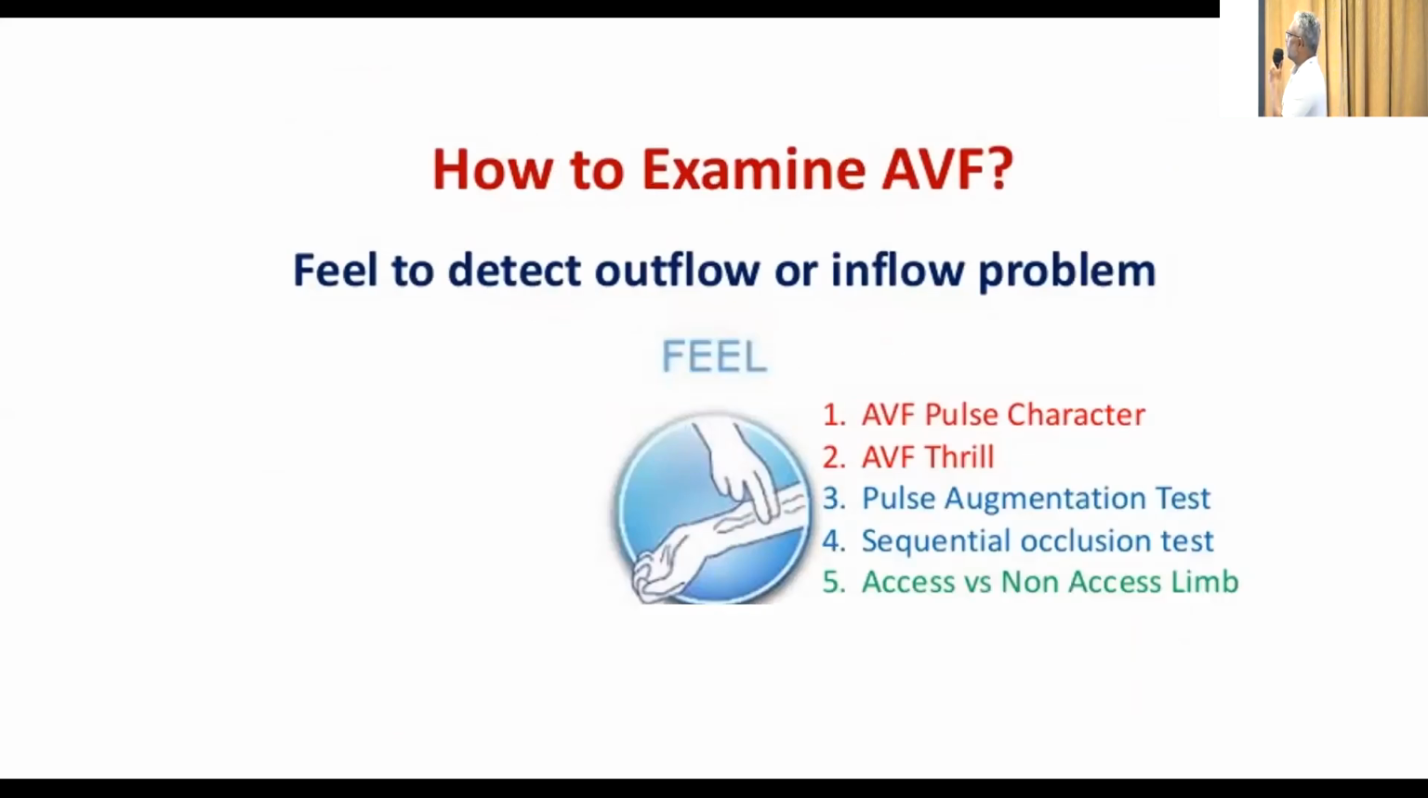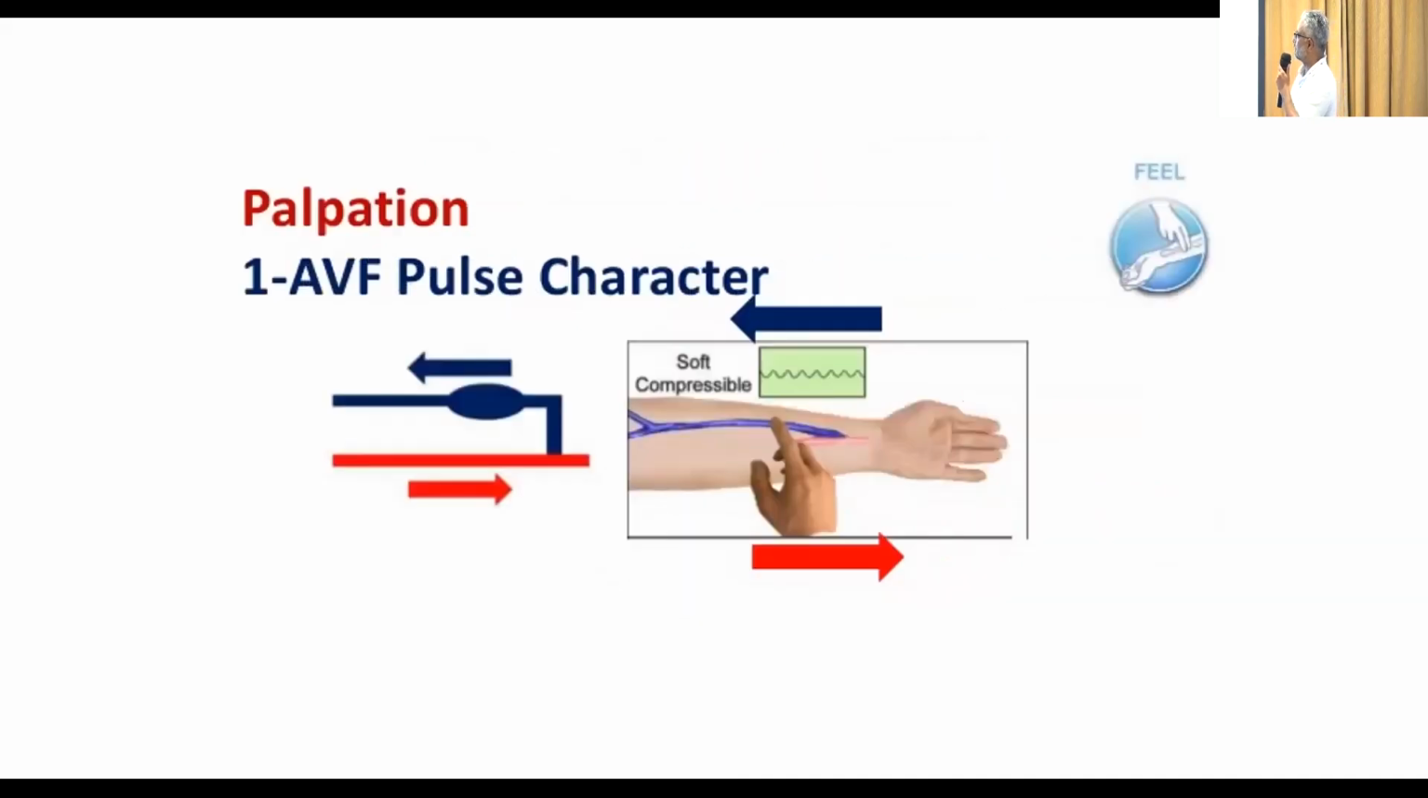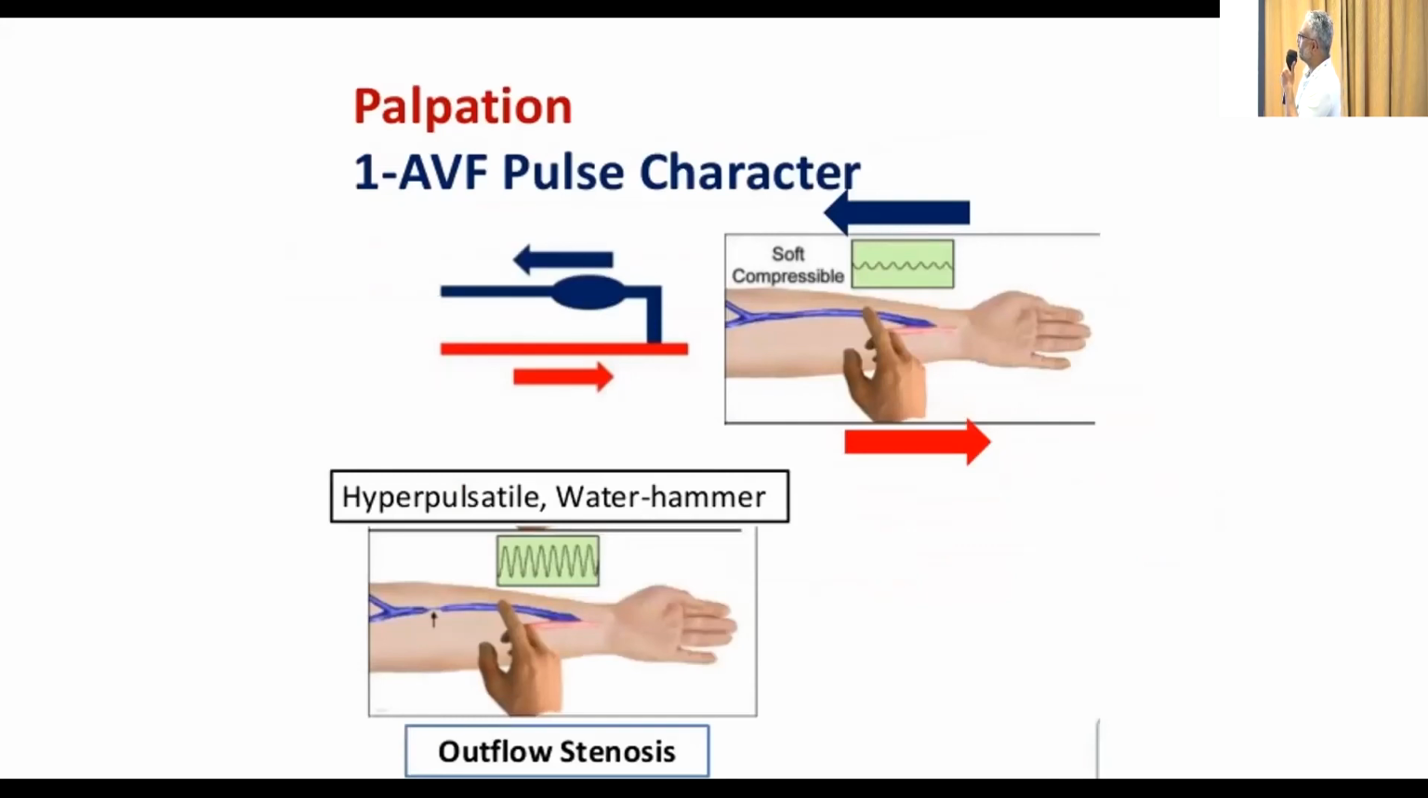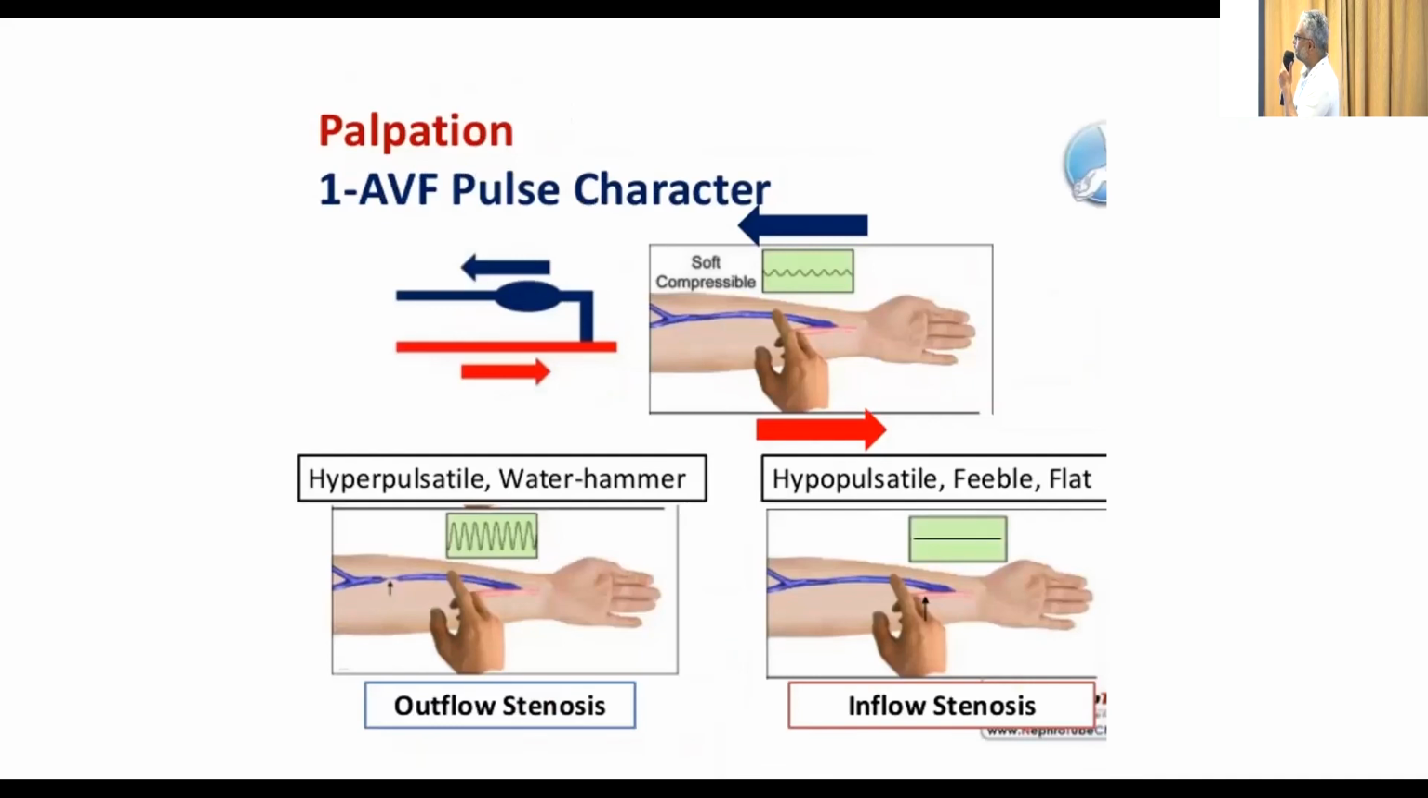So feel, what do you feel for? To detect outflow or inflow problem, you look at your fistula pulse character, thrill, then we have a pulse augmentation test, and then sequential occlusion test, and then access versus non-access limb. You can examine both the limbs. So palpation, you have a nice compressible pulse there, and that's a nice fistula. But if you have a really thumping pulse, then there's an outflow stenosis, or proximally, which is causing your pulse to be very hyperpulsatile, or what we call a water hammer pulse.